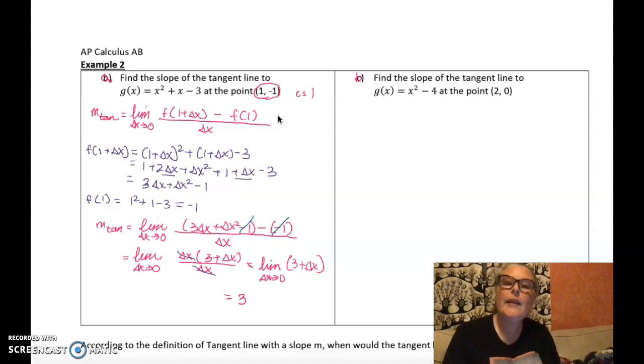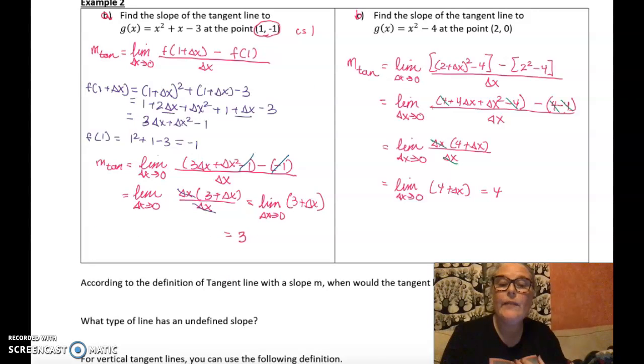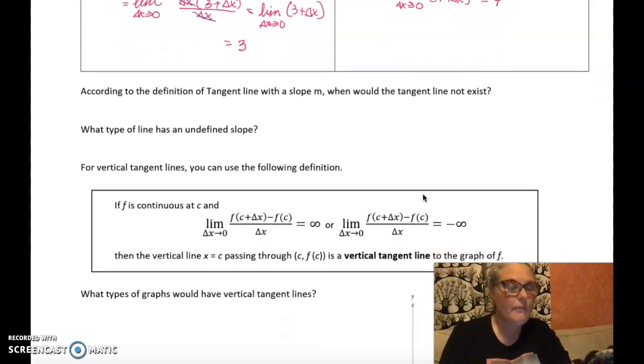Now I want you to try the same for part B. I'm going to pause it. Once you unpause it, it's going to give you the answer on the right. For this one, make sure you have the equal signs in, and you have the limit every time until you apply the limit. These are the common mistakes that I see for this type of question. But part B, I got a 4.